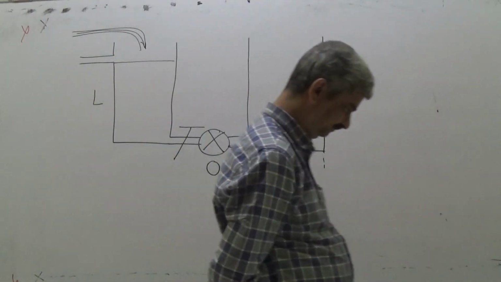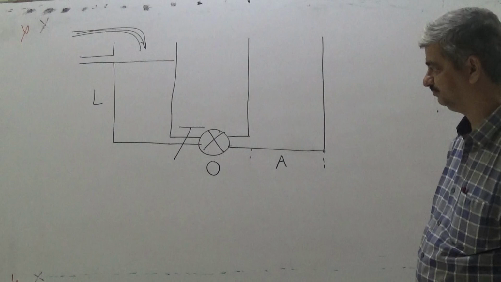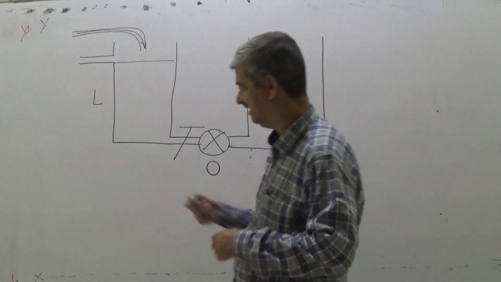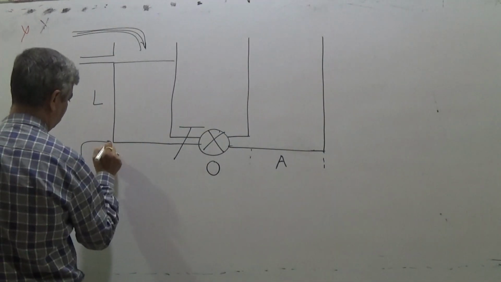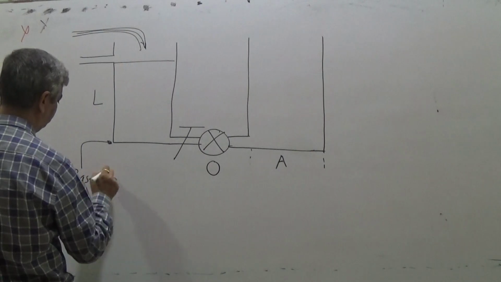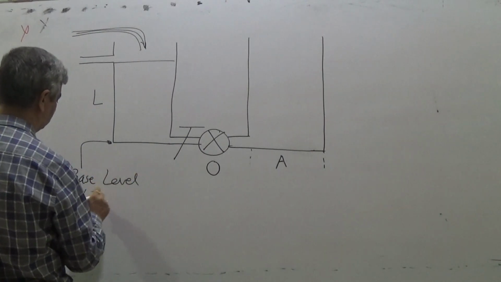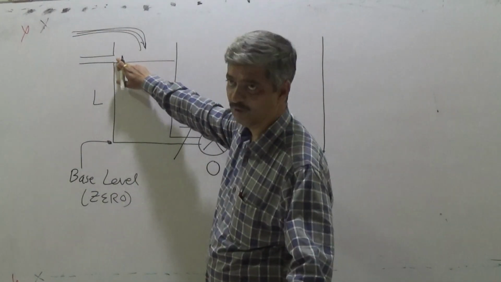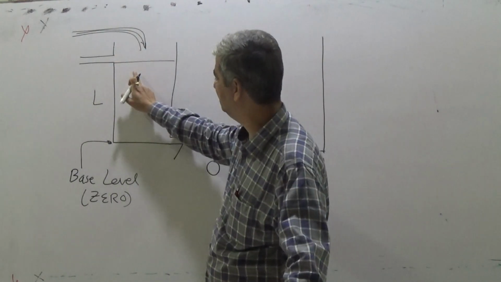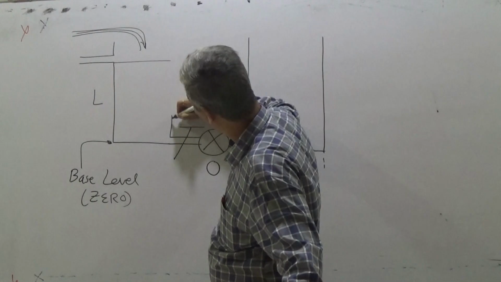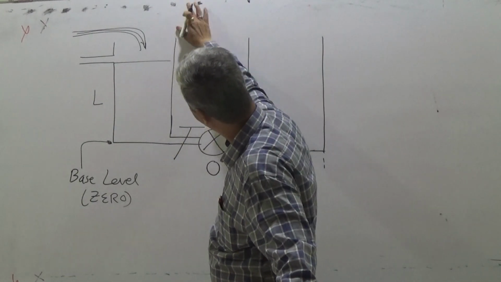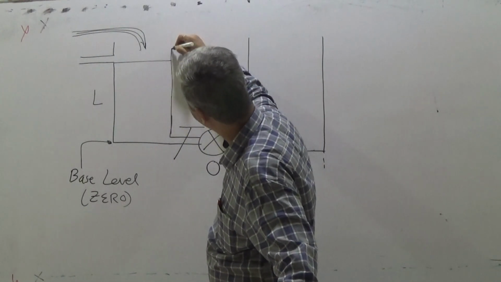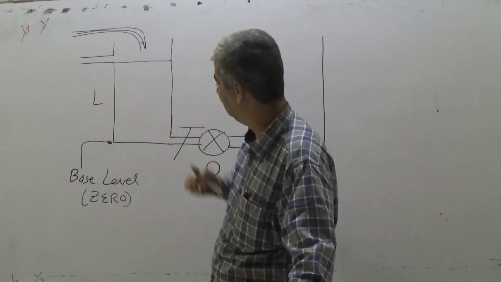Now listen carefully. The arrangement is here. This is base level, or we can say zero level. There is an overflow tap. Water is available continuously. The constant level is maintained in this container. I don't use the word tank for some reason. Constant level is maintained in this container.